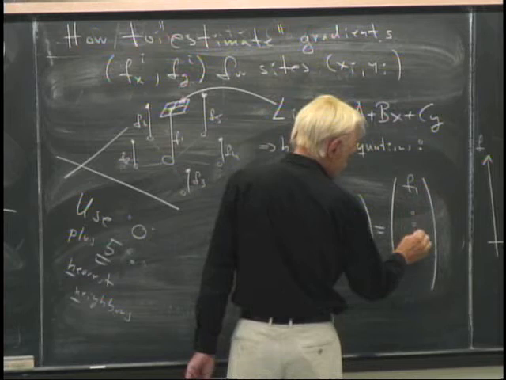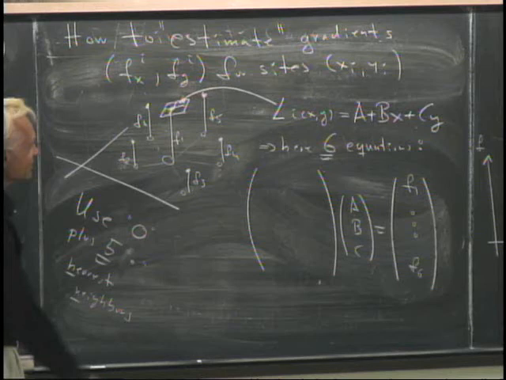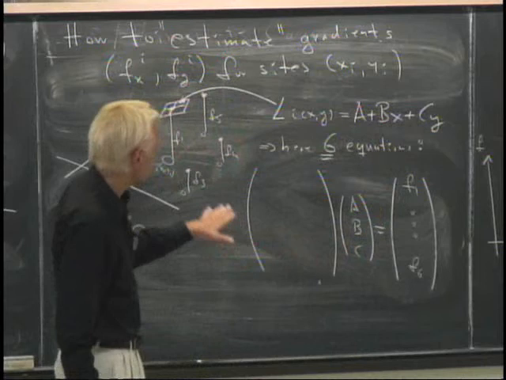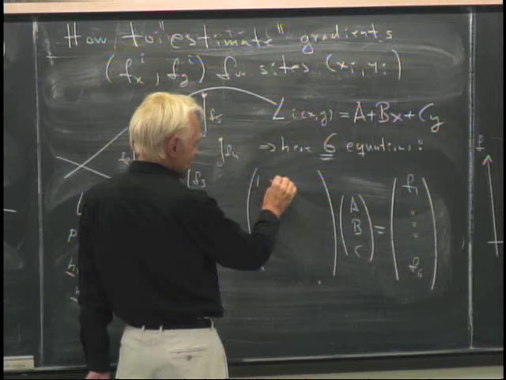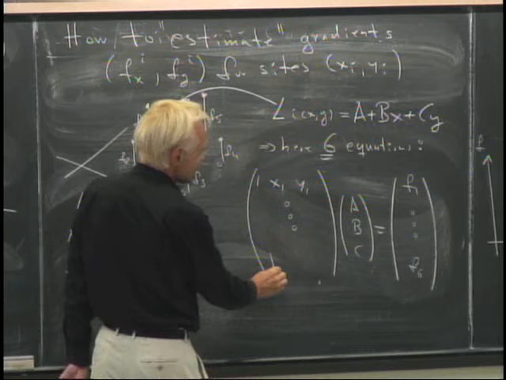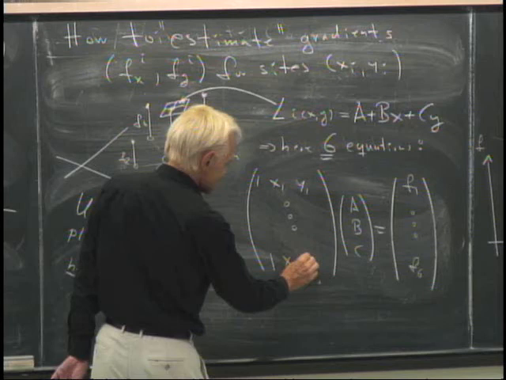And now I just plug in the different locations. This, for example, would be location x1, y1. I plug all the locations, the site information, into this expression and want to approximate an f value. So the first one would be 1 times a plus x1 times b plus y1 times c equals f1. And then I have 6 of those equations. The last equation is 1 times a plus x6 times b plus y6 times c equals f6.